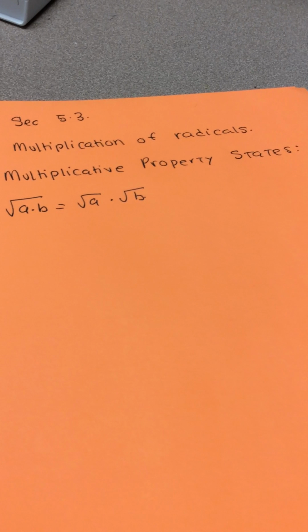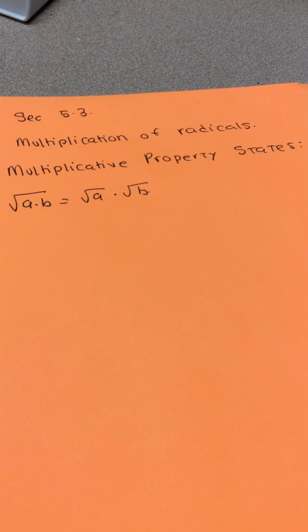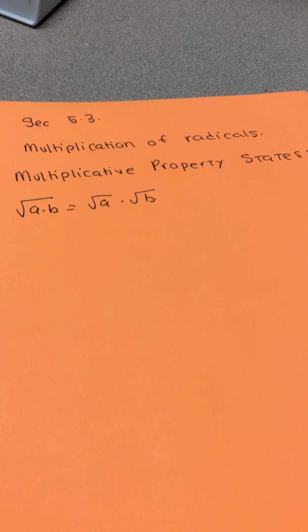Radicals are numbers that have a radical sign. We learned about the multiplicative property, which states that the square root of a times b is equal to the square root of a times the square root of b. So I want to look at page 267 of your homework and go over a couple of those examples on multiplication. So let's look at number 34.